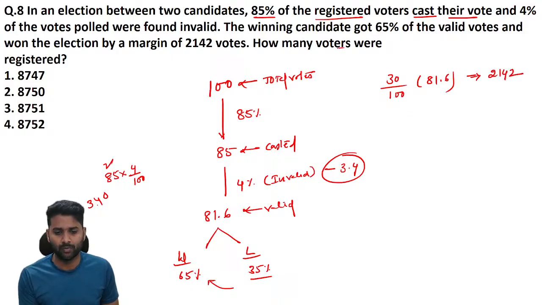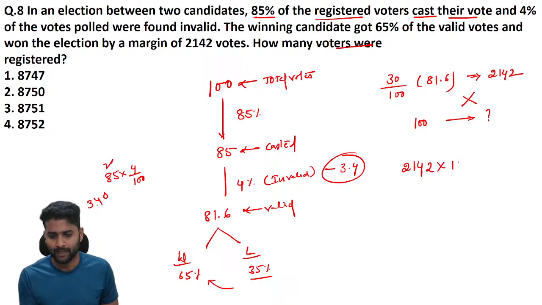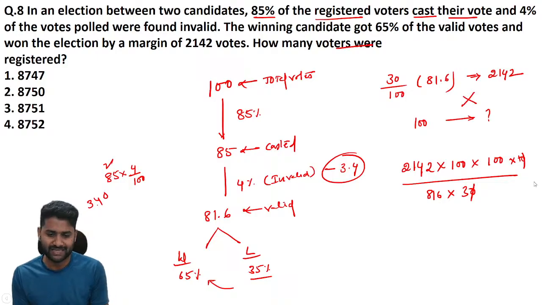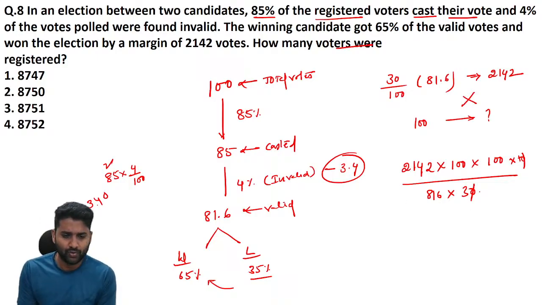Now the question: how many voters were registered? So registered voters is equal to 100. So just cross multiply them. 2142 into 100 into again 100, divided by 816 into 30. Again you will get one more 0 in the numerator. See, after the calculation you can see that the 0s are cancelled. But if you go through the overall calculation, definitely you will get units place as 0. Clear?